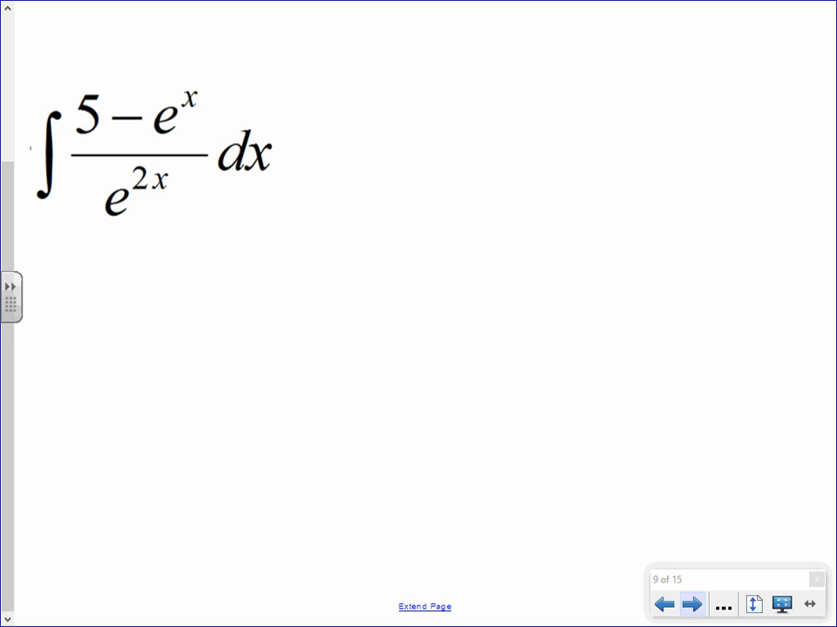Can we take the antiderivative right now since it is a fraction? We cannot. We have to have individual terms, okay? So we have to separate this out like we've done a couple of times already today. So how do we rewrite 5 over e to the 2x?